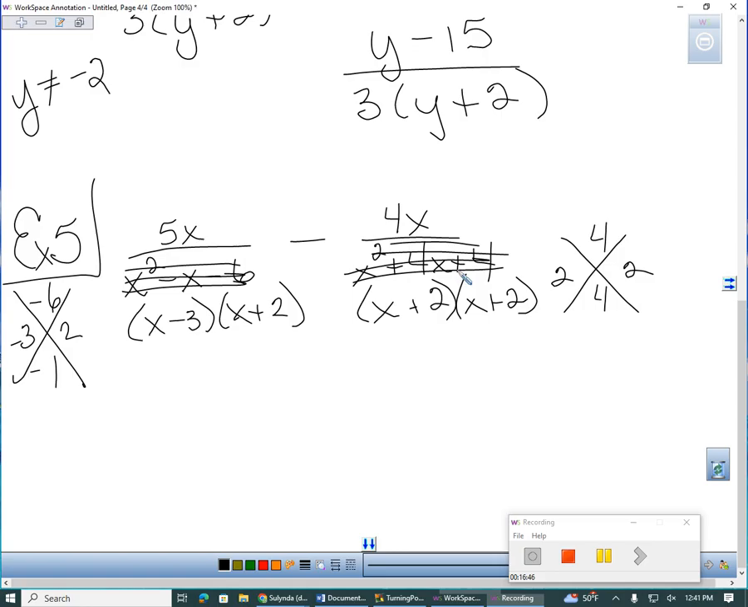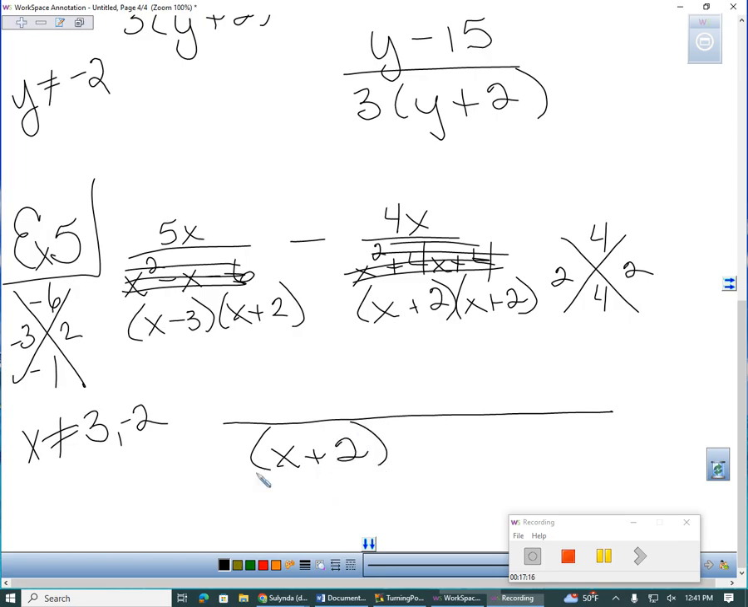Let's state our restrictions. X cannot equal, for this one, negative 2. How about this one? And that one. Perfect. All right. I'm going to go down here and write my common denominator. I always suggest you write the factor that's in common first. So they both have an x plus 2. All right, so that takes care of these because they have them in common. We have to include the other factors now. This one has an x minus 3, and this one has another x plus 2. So that is my common denominator.